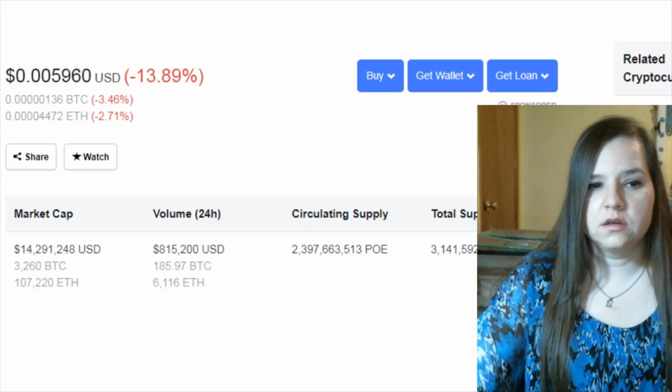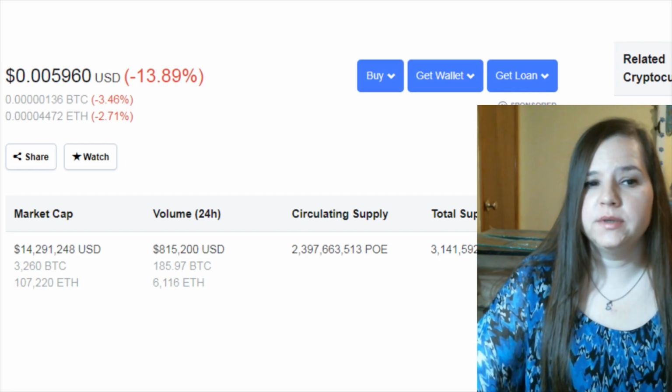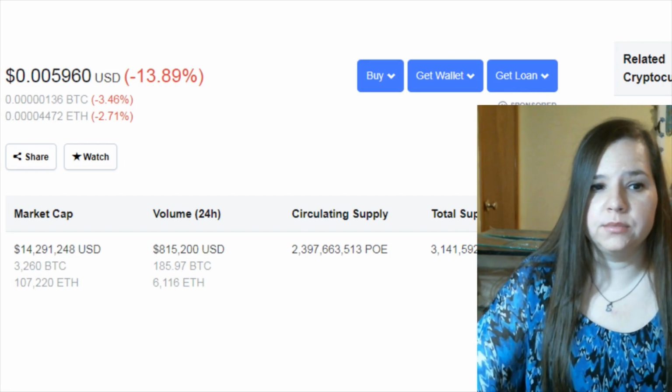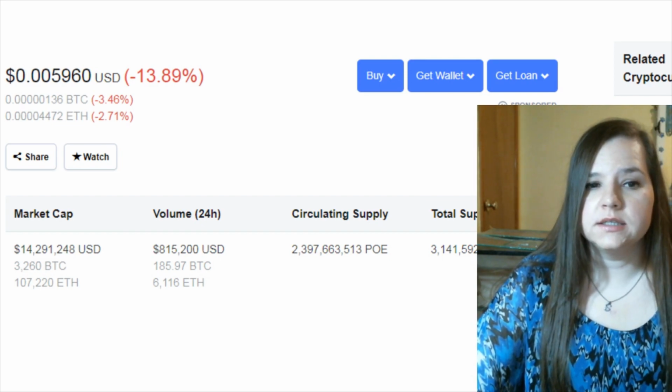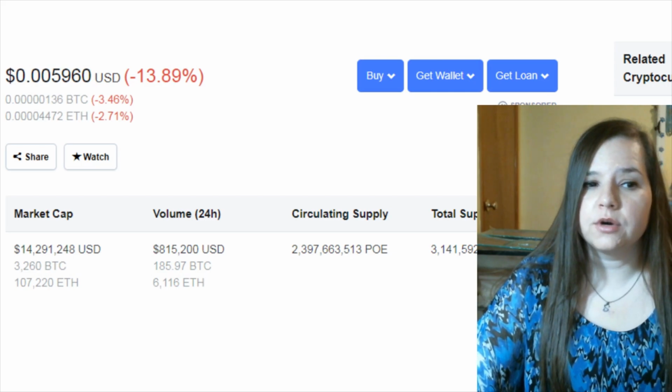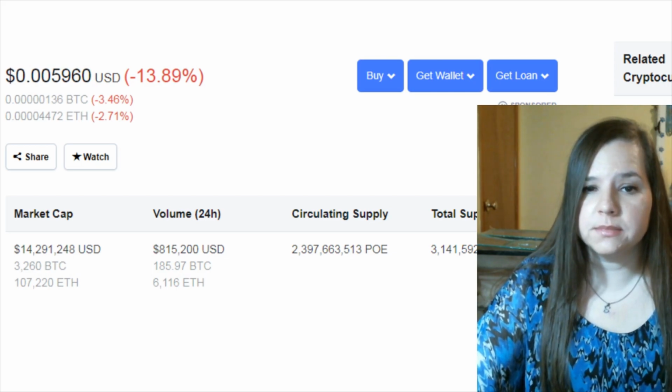They're very detailed. The ticker symbol for Po.et is POE, and it's not mineable. And the current circulating supply is just a little bit over 2 billion, and the current market cap is only 14 million.